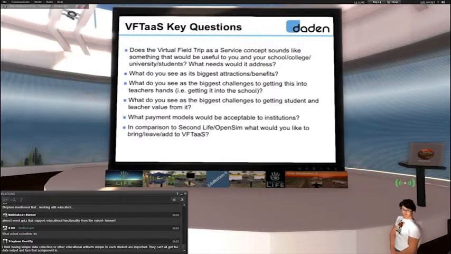Yeah, and Stephen, talking about educational artifacts unique to each student. Do you mean in terms of educational experiences, or in terms of their ability to customize or contribute user-generated content?